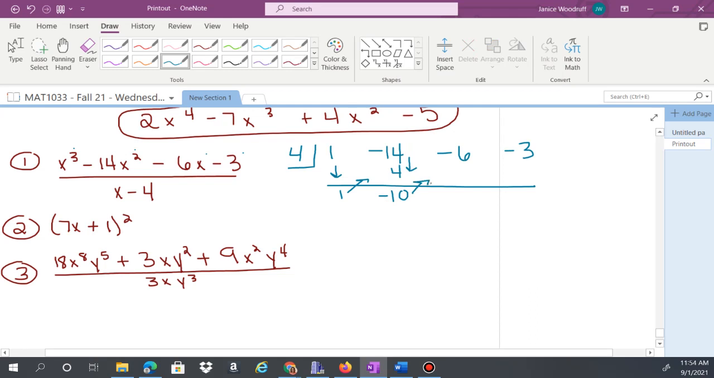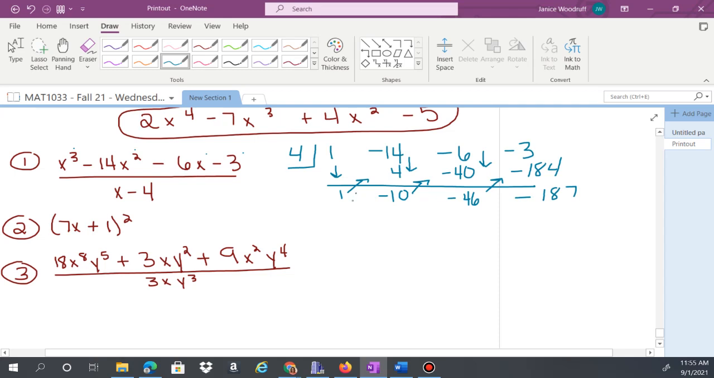Then we'll do negative 10 times 4, and we'll get negative 40. Then negative 6 minus 40 will give us a negative 46. And then we want to do negative 46 times 4. Anyone want to tell me what that is? Negative 184? Should be negative 184. And then negative 3 minus 184 is going to give us a negative 187.